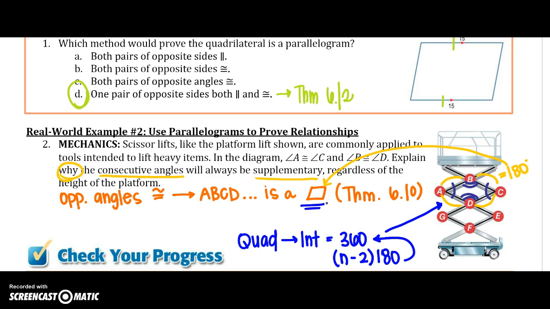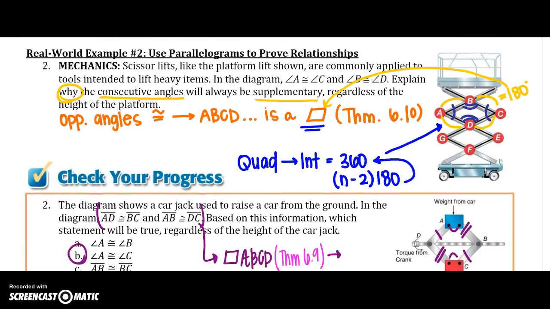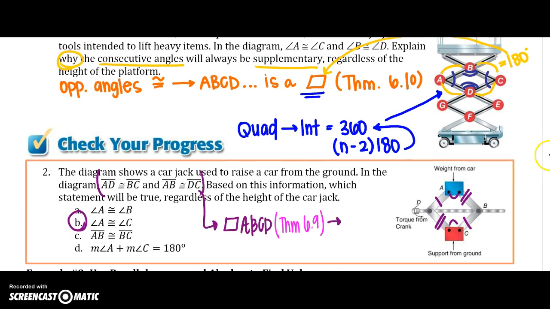So go ahead and stop your video and do your next checkpoint. And there is your answer, answer B.